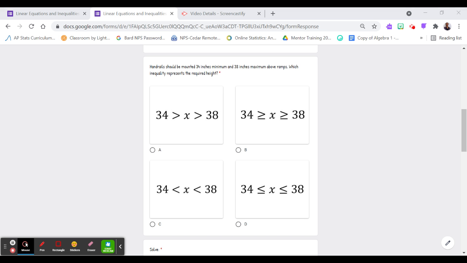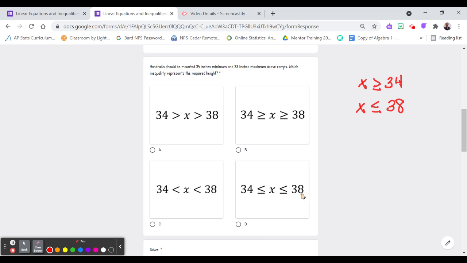With questions like this, I like to start by writing it down myself, and then I can combine and see what I get. Then I can look at the multiple choice answers. I know they said 34 minimum, so x has to be greater than or equal to 34. And then maximum is 38, so x must be less than or equal to 38. Right, so I just have two separate inequalities, but I want to combine them. So see, they're combined into one long statement.